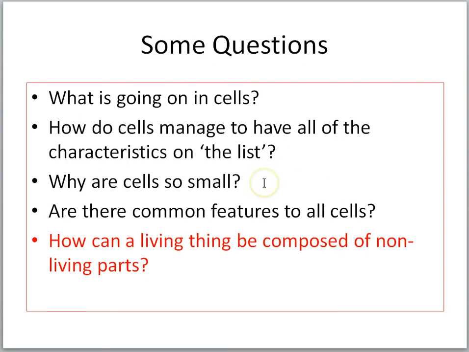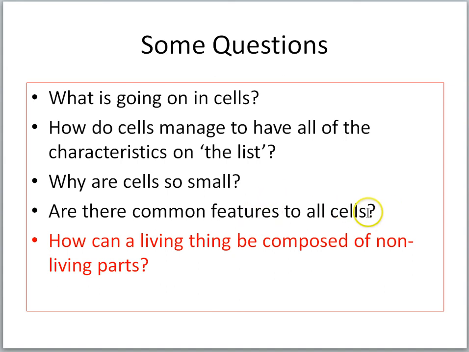Why are cells so small? We learned that cells face an energy shortage if they get too big. So as cells grow, their surface area does grow so they can import more food, but their volume grows faster than their surface area, and their energy needs are related to volume. So cells face an energy shortage when they get too big. This is why cells must reproduce and remain small. Are there common features to cells?